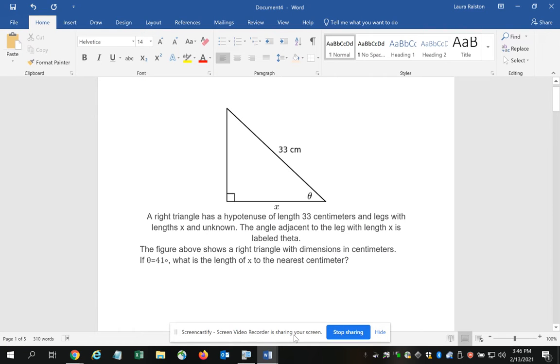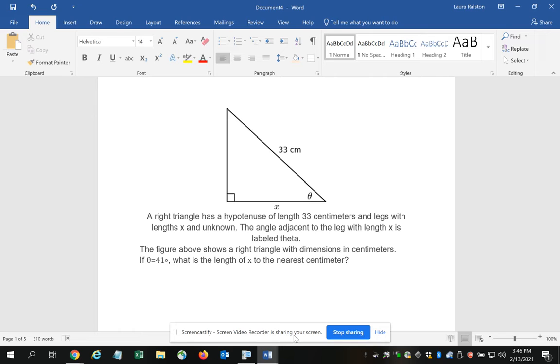A number of you indicated difficulty finding the missing side or the missing angle of a right triangle, which is in lesson 5.2 for Math 11.13. And so I want to take a look at a couple of the examples and work through them for you.